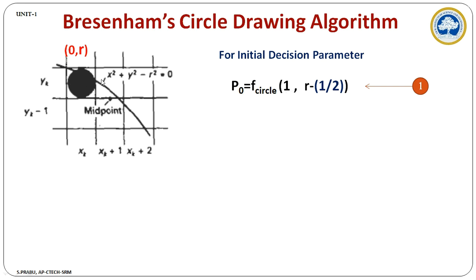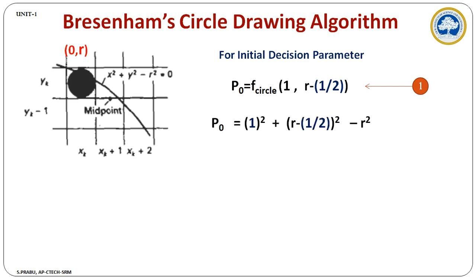In the same way, the y coordinate value may be yk or yk minus 1. Bresenham takes the midpoint, so we subtract 1 by 2 instead of 1. Here, the y coordinate value is the radius, so the next possible y coordinate value is calculated as r minus 1 by 2. Now I apply the circle equation, that is the x square plus y square minus r square formula.